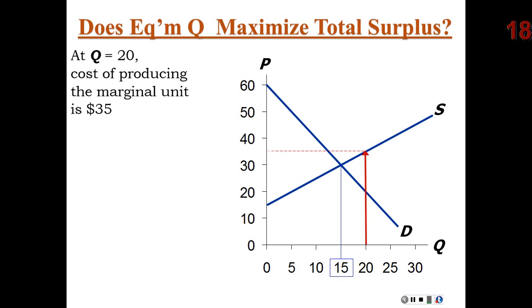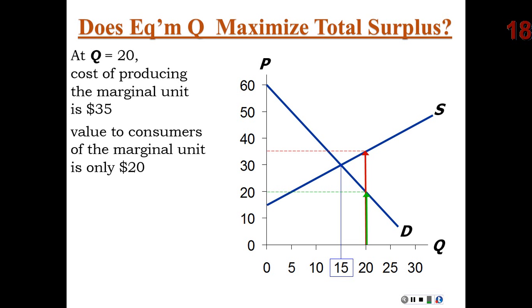Well, let's think about it. If we increase the quantity, say, to 20, the marginal seller at that point has a cost of $35, right? And the 20th marginal buyer's value would only be $20. So if we produced 20 units here, notice that that 20th unit would have a cost of $35, but would only be valued by that marginal buyer at $20.